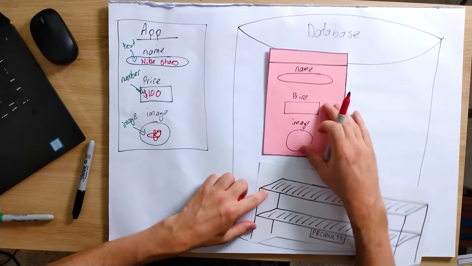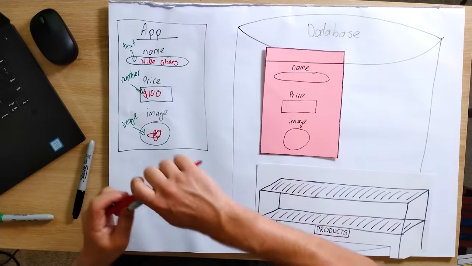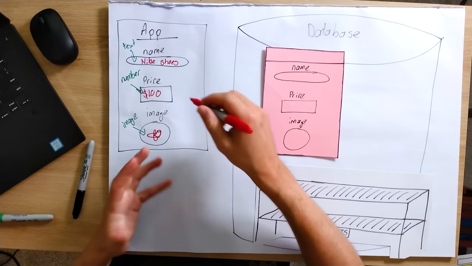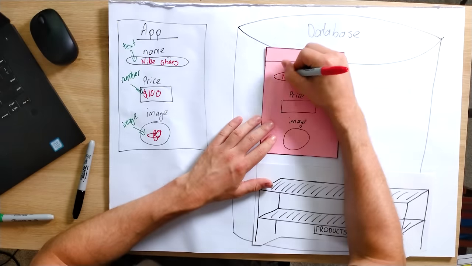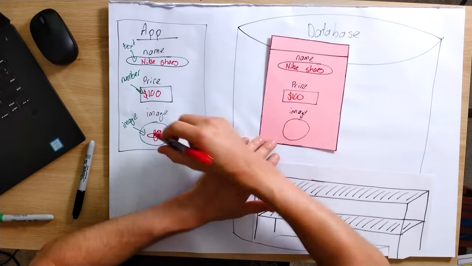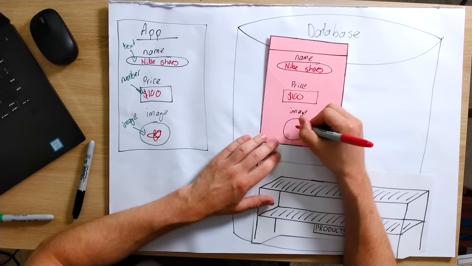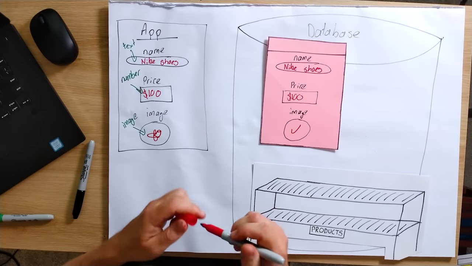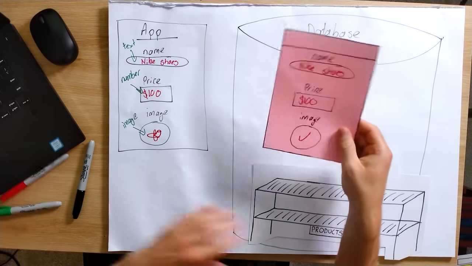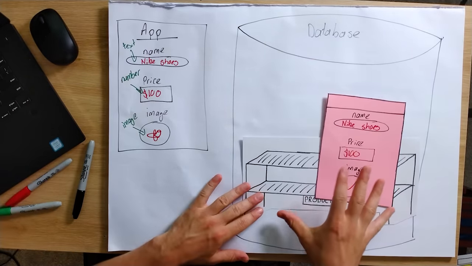We'll grab this empty box and take the value that the user has inputted into those input fields and store it here. So we'll go Nike shoes, $100, and our image. I'm not going to draw it again, but I can do a Nike tick, something like that. So that's what happens. And then we're going to put this onto our product shelf so that we can find it later and do something with it. We'll get to that part in a moment.